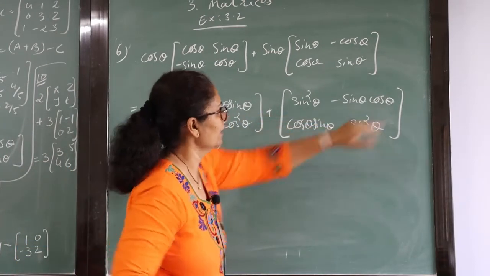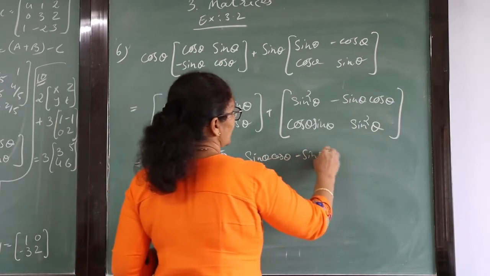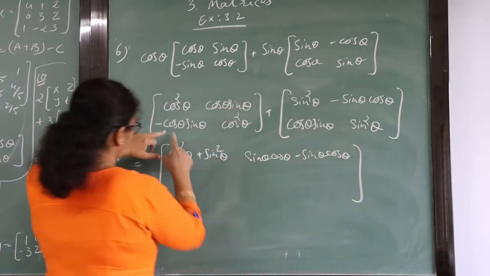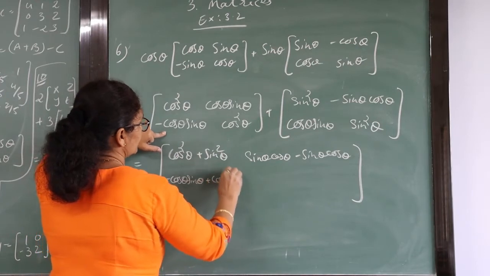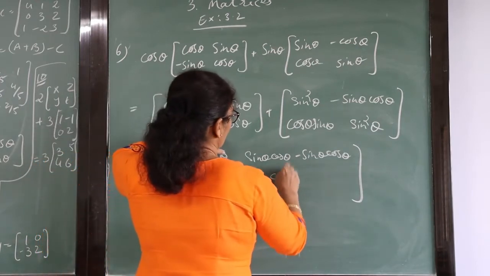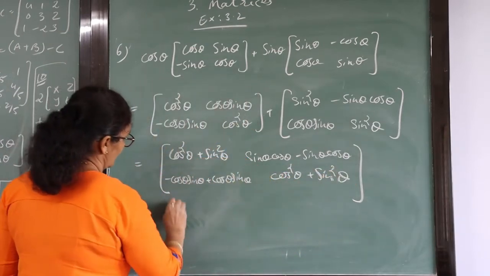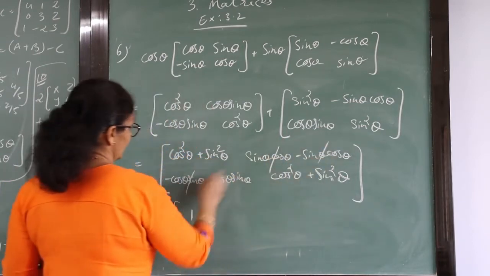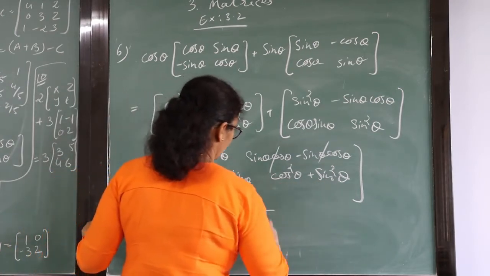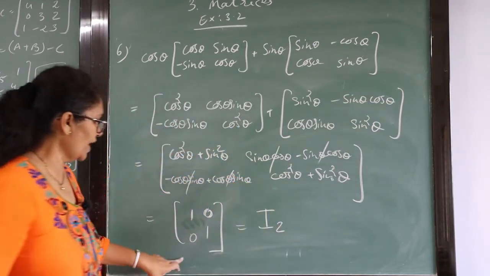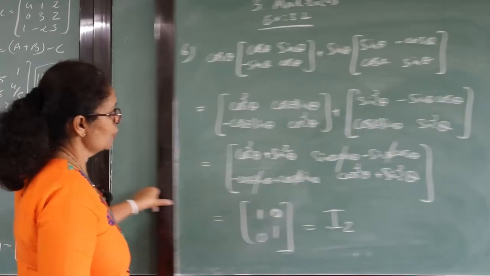Second, plus or minus sin cos. So sin theta cos theta minus sin theta cos theta. Similar way, again same, cos theta sin theta plus cos theta sin theta. Signs are different, so you can cancel it. Now you know the identity, cos square plus sin square is 1. Plus or minus cos sin cancel, here also plus or minus, and again cos square plus sin square will be 1. So what you are getting? I2. Answer is 1001. So 2 by 2 identity matrix. This is your question number 6.